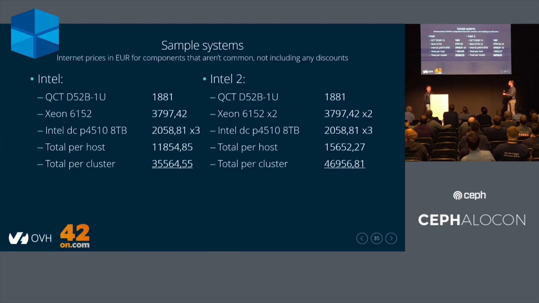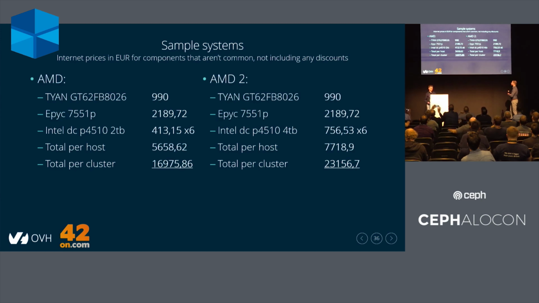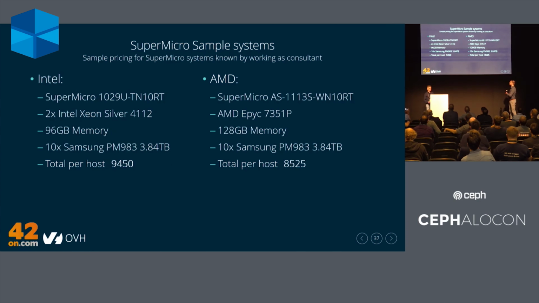So here we have some sample systems from Intel based on the Xeon 6152 and 8 terabyte drives. Per host we are at about 12,000 euros, and we have 24 terabytes of capacity per host. So a total cluster consisting of 3 nodes is about 35,000 euros. And from the AMD side, you can drop to 23,000 euros, having similar capacity. And another sample system is from Supermicro.